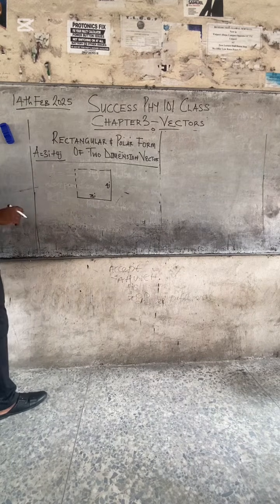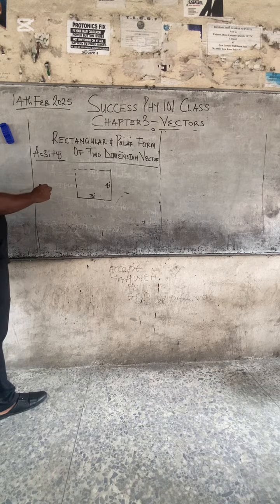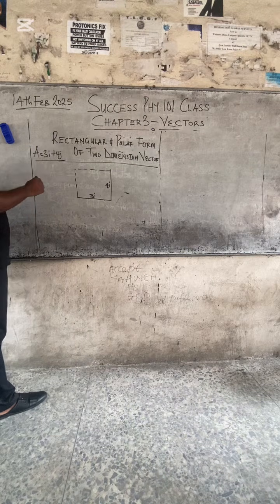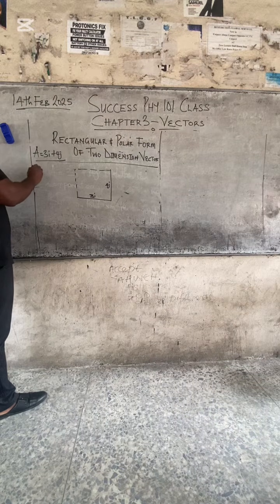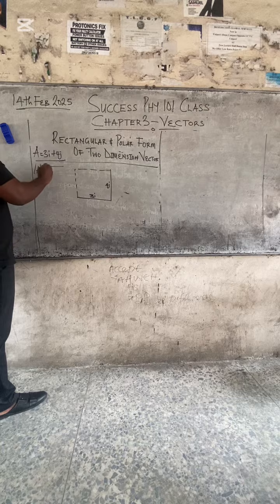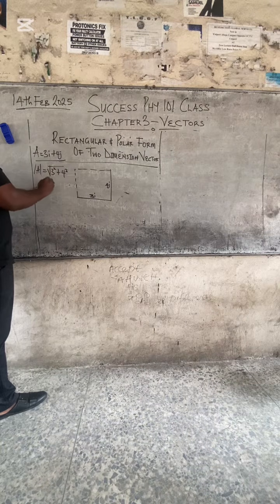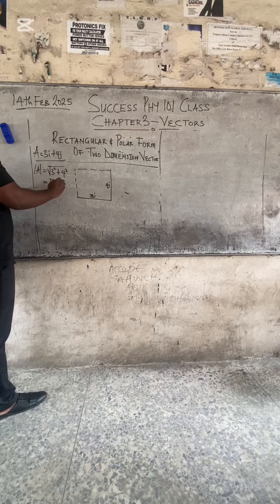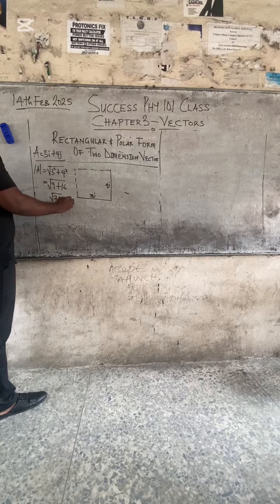A is 3i plus 4j, which is in rectangular form. How do you change this vector to polar? You need the angle subtended by the vector and the magnitude of this vector. I intentionally use this vector because we have gotten the magnitude of this vector before, right? Square root of 3 squared plus 4 squared. 3 squared is 9, 4 squared is 16, 9 plus 16 is 25. And square root of 25 is 5.